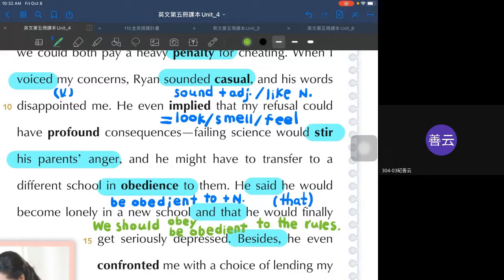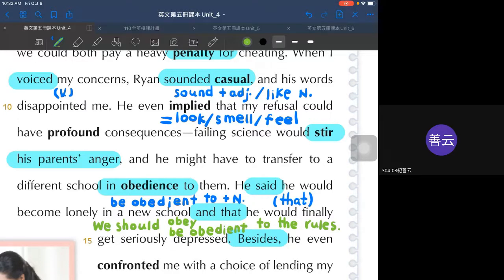So overall, he says that failing science would stir his parents' anger, and he might have to transfer to a different school, which means he had to change to another school in obedience to them. So here he said he would become lonely in a new school, and that he would finally get seriously depressed.